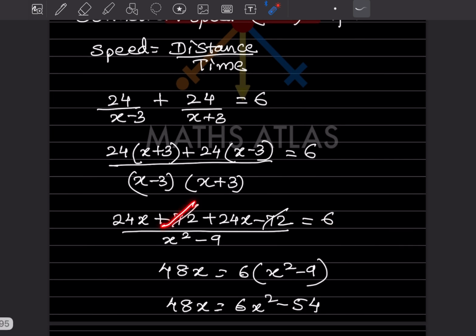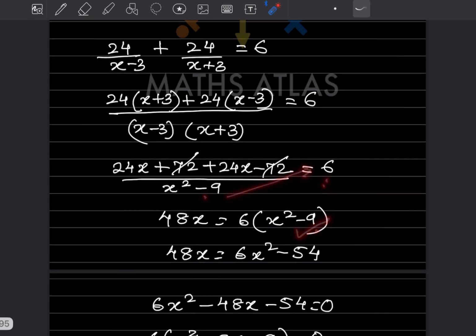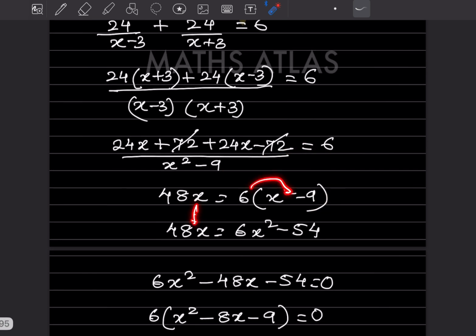Now plus 72 and minus 72 get cancelled. When you add, that will be 48x. And the denominator goes over, so that will be 6 multiplied by x square minus 9. Expanding, 48x equals 6x square minus 54. Now we can bring this into a quadratic equation because there is an x square, an x, and a constant term. If 48x goes to the other side, that will be minus 48x.